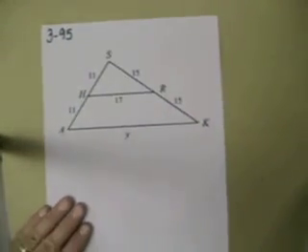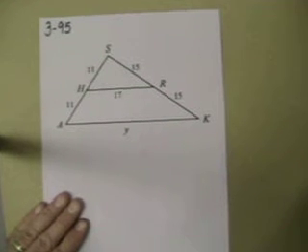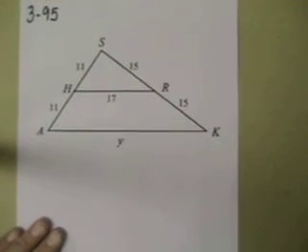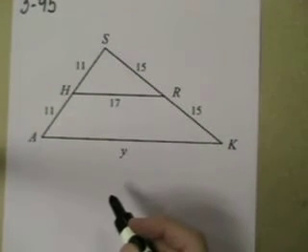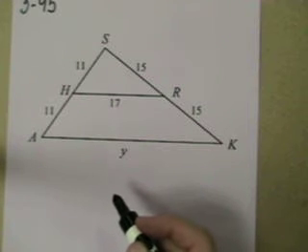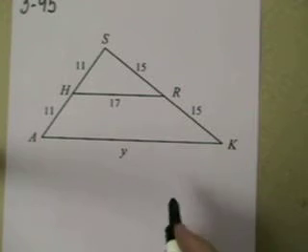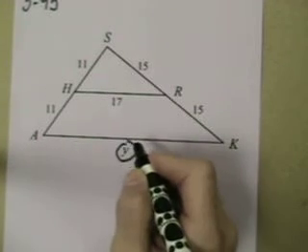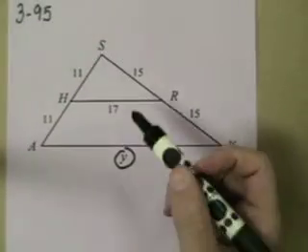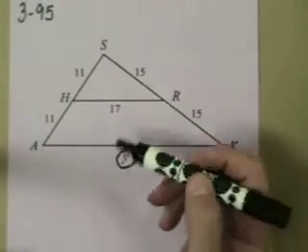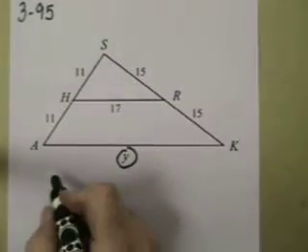Okay, on number 95, they asked us to find y, and then to show if these two lines are parallel. Now, I see two triangles here. I see a smaller one and a larger one. So let's look at them.